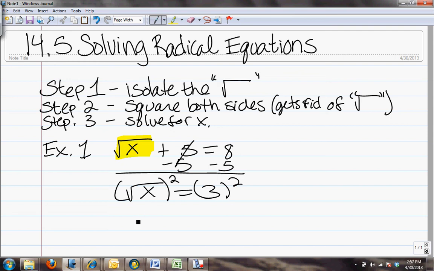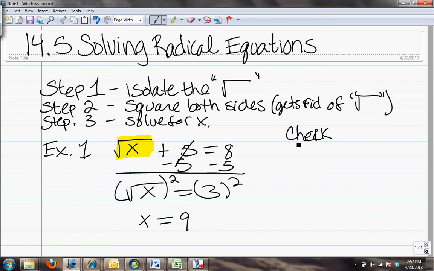Alrighty. So square both sides. Now we have the square root of x squared is just going to be x, because the square root and the square, they undo each other, so x is equal to 9. Done. Not bad. But you need to check your work.